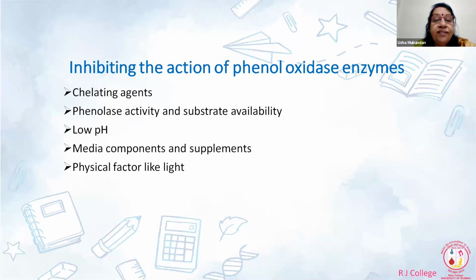Then media components and supplements, one which we already saw, that is by adding the activated charcoal, then you can reduce the amount of polyphenol oxidase activity. Then physical factors like light. Light also has an important effect on the activity of this enzyme. So in presence of light, it is more active, but if it is dark, the activity is comparatively less. So you can use factors which will inhibit the activity of these enzymes and take care of the problem of browning.